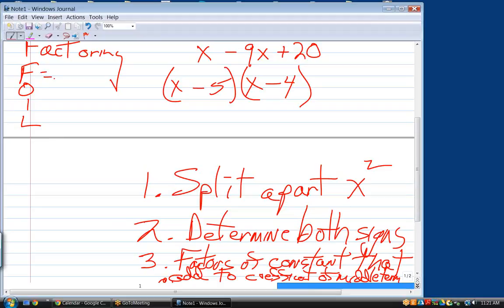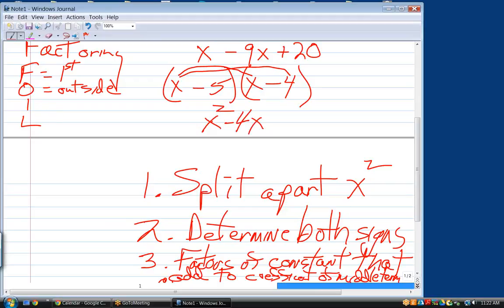What's the F stand for? F stands for first. What that means is I'm going to multiply the two first terms together. That's going to give me x squared, okay? What's the O stand for? Outside. That means next I'm going to multiply the two outside terms together. So I'm going to have x squared was the first. The two outside terms are minus 4x.